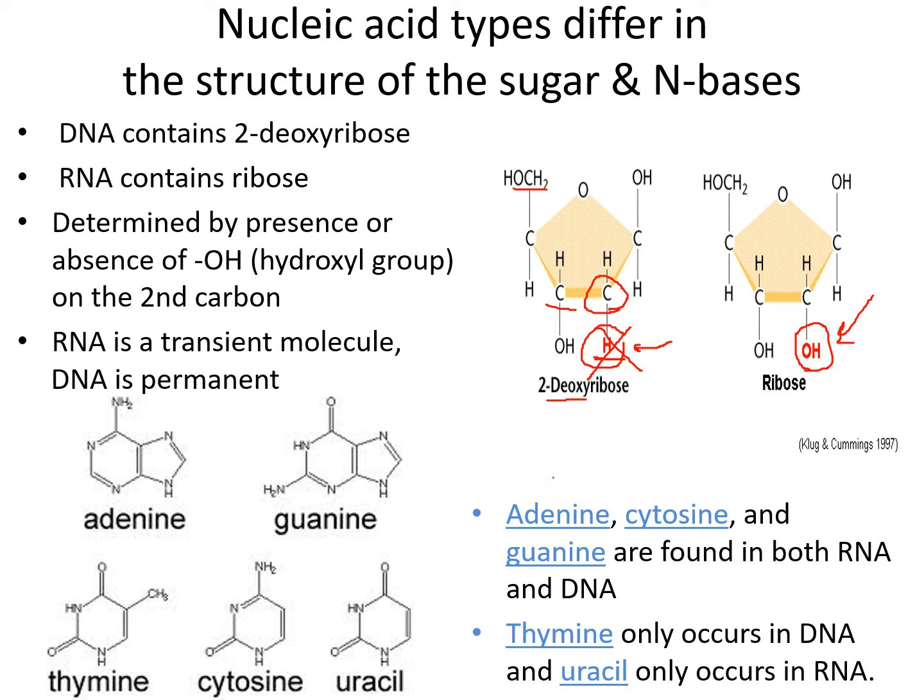3 of them, adenine, cytosine, and guanine, are found in both DNA and RNA. However, thymine only occurs in DNA, and uracil only occurs in RNA. And so these are those nitrogenous bases. You are absolutely not required to recognize each one of these, but you should be familiar with A, C, G, T, and U, right? Adenine, cytosine, guanine, thymine, and uracil.